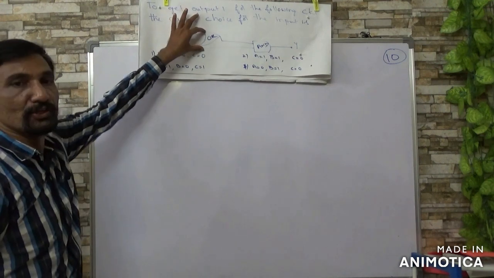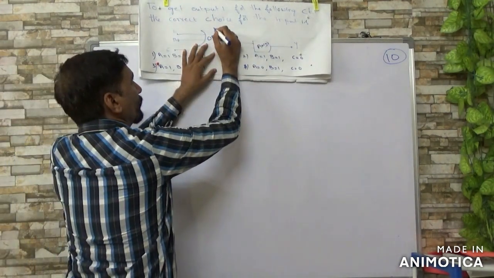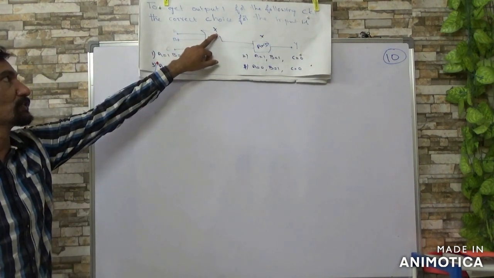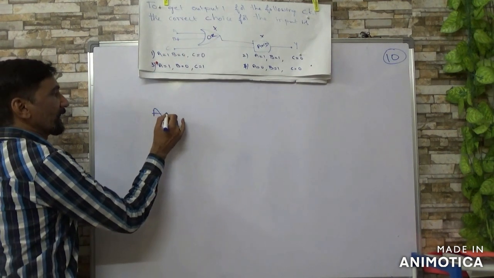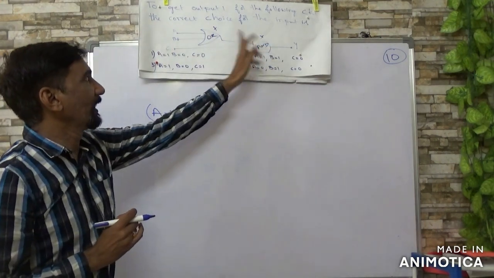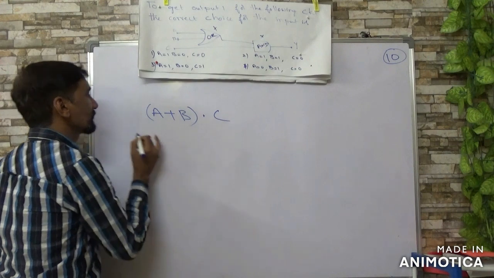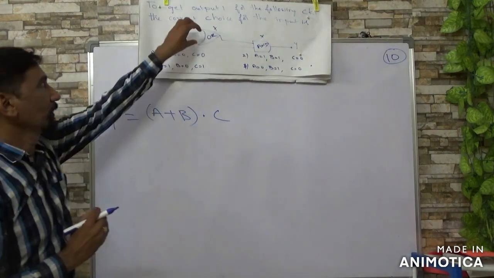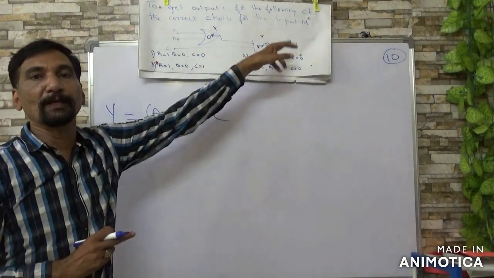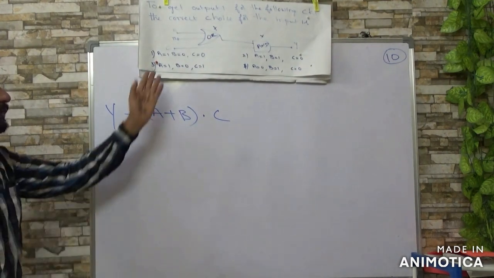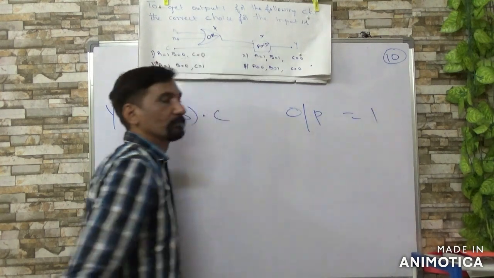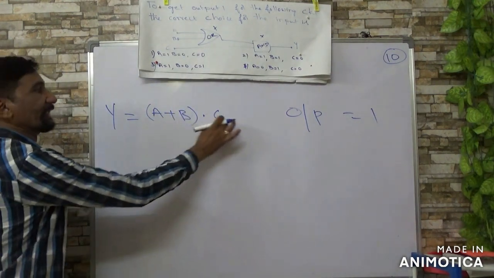Okay, OR is addition, and AND is multiplication. So A plus B, multiplied with C, is the output. A plus B into C gives the output. So this is a multiplication operation. Now you have been given some cases and you want to get the output as 1. Okay, so it is an AND gate.